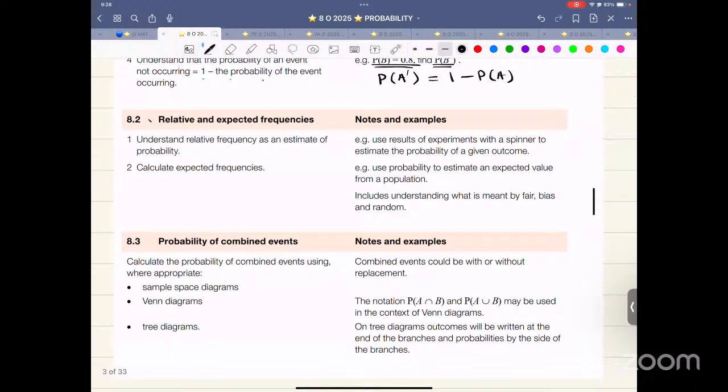Relative and expected frequencies. Relative frequency is an estimate of probability. We don't care. We just treat it as a probability. We just treat it as a fraction. Expected frequencies, that is expectation, is this relative frequency multiplied by total. Just remember this formula.